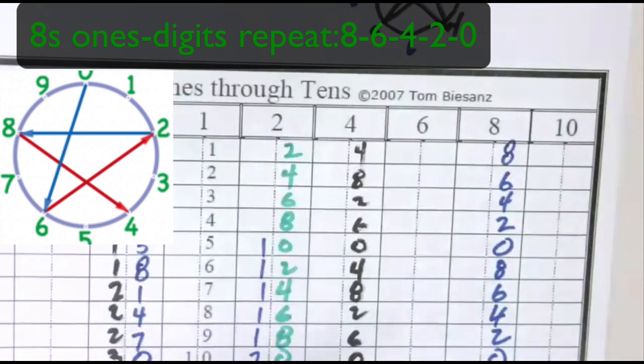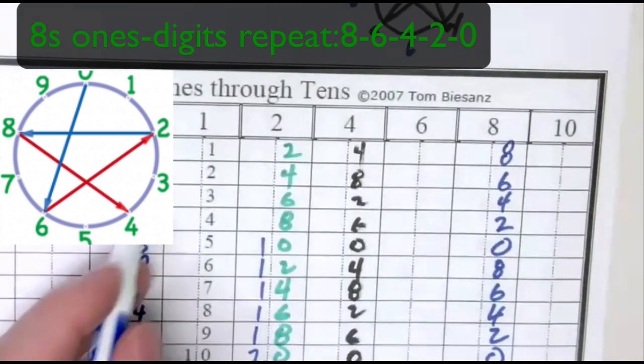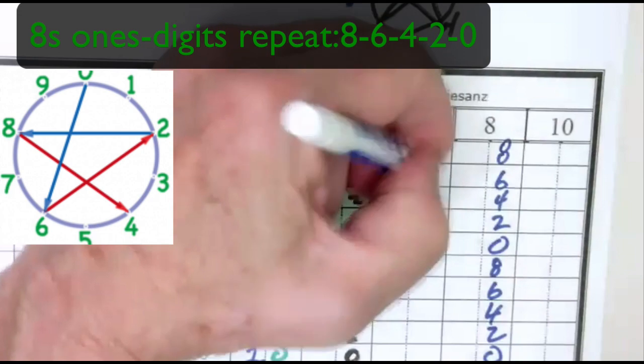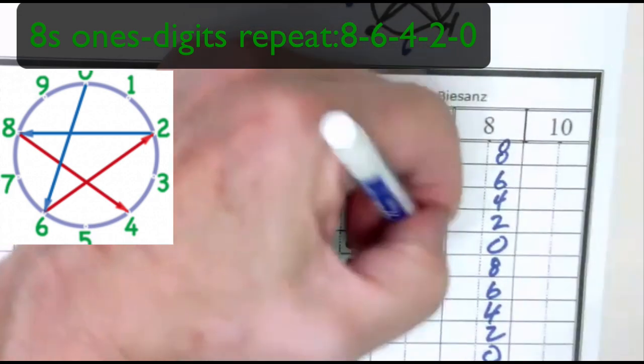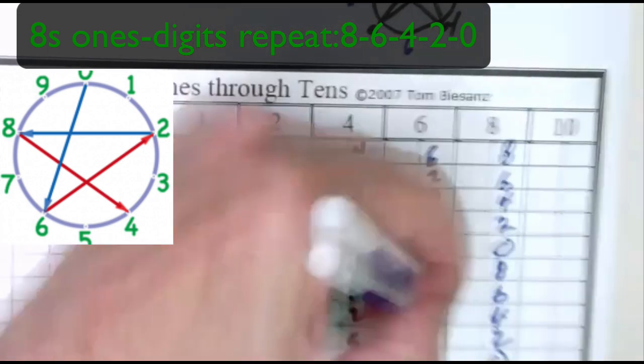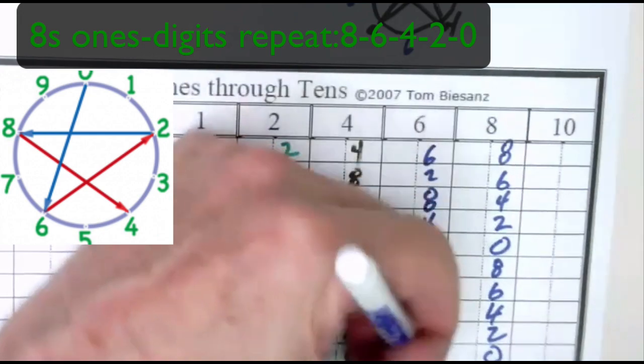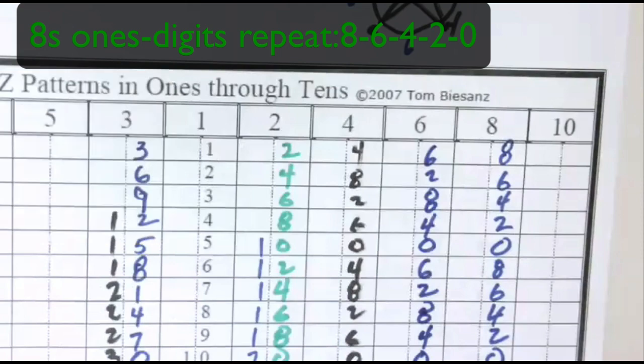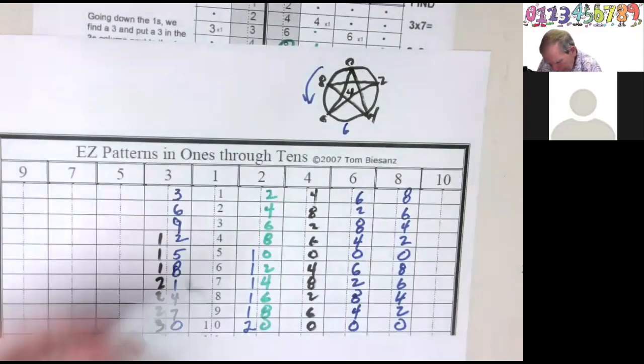So every other three, so 6, 2, 8, 4, 0, and we put that here. 6, 2, 8, 4, 0. Now we've got all our ones digits for all of them. Well, that's pretty cool. Now I'm going to use the green here for it.